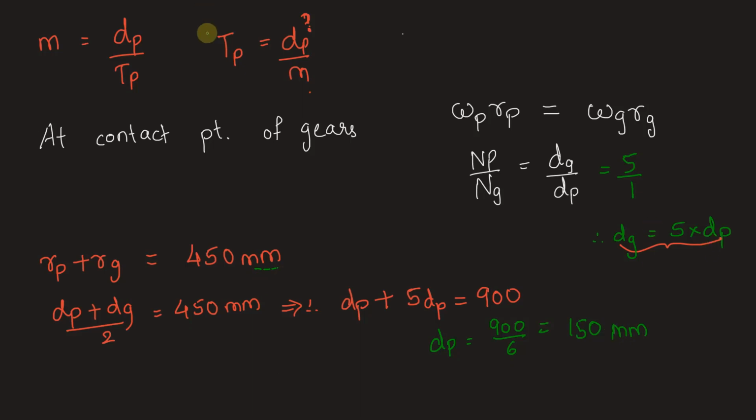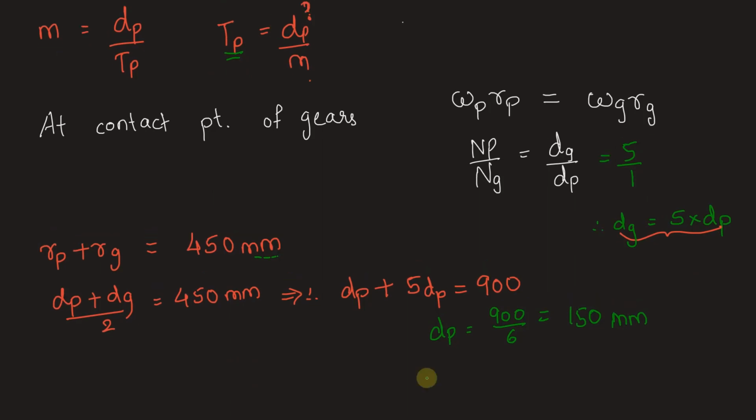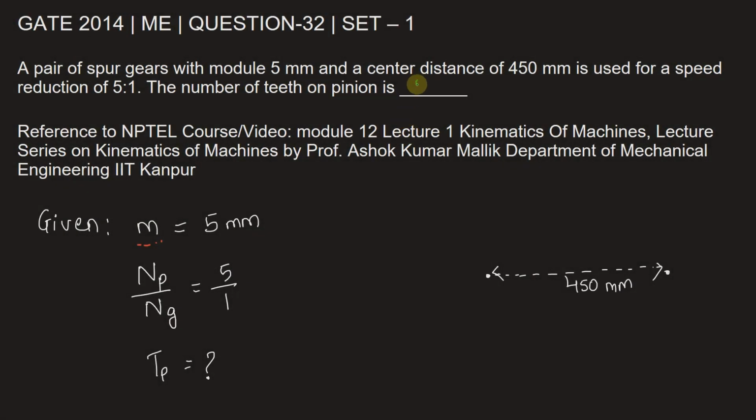We know the diameter, so we can find out the teeth on pinion. So teeth on the pinion gear is equal to Dp by m, which is 150 divided by 5, nothing but 30. Number of teeth on pinion gear is 30. Let's go back and fill in the answer. Number of teeth is 30, of course, on the pinion gear.